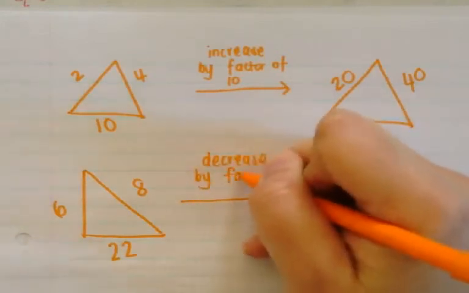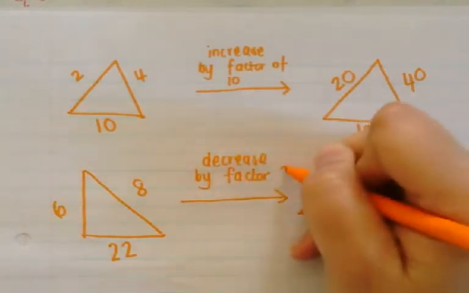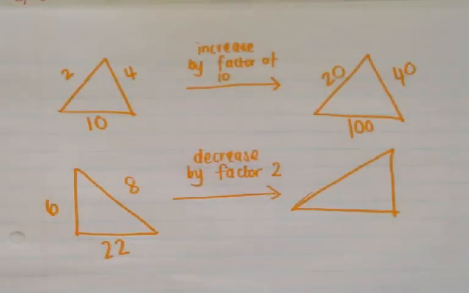So try this one for me. Decrease by a factor of 2. Are those numbers going to get smaller or bigger? Smaller. So I want those corresponding sides to get smaller by a factor of 2.